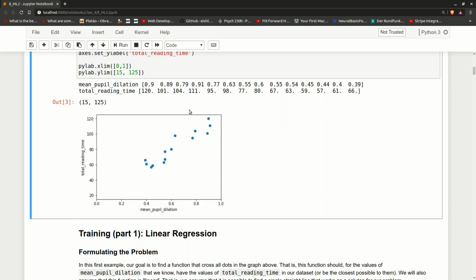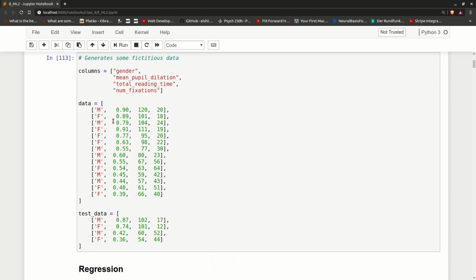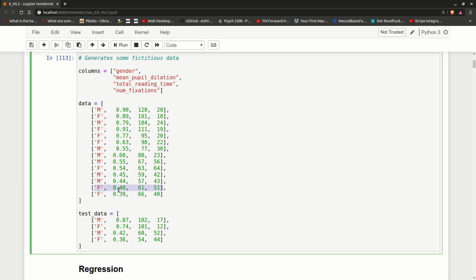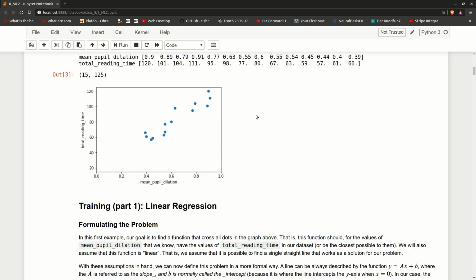All these points here are the points that I had here, okay? So these are all data points. Whenever I have a person here, for example, who has a small mean pupil dilation, this person also has a relatively small number for the total reading time. Whenever I have a person here who has a big mean pupil dilation, he also has a big total reading time. So that's what I am plotting here.